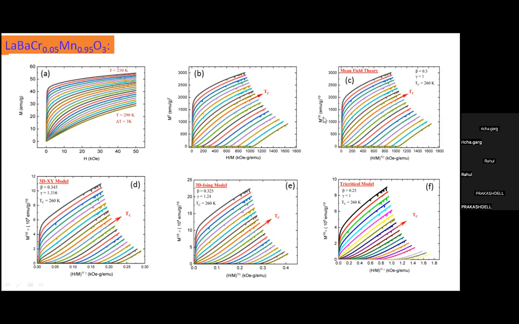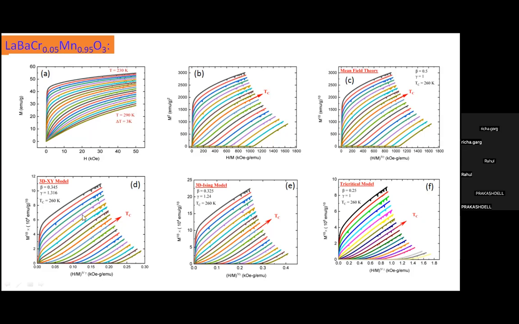It should not exceed 1. This beta should not be greater than 1 and gamma should not be lower than 1. If it is, then there is something unconventional happening in the system. That's what the established model says. Thank you. So this is for the mean field theory. This beta is 0.5 and gamma is 1.